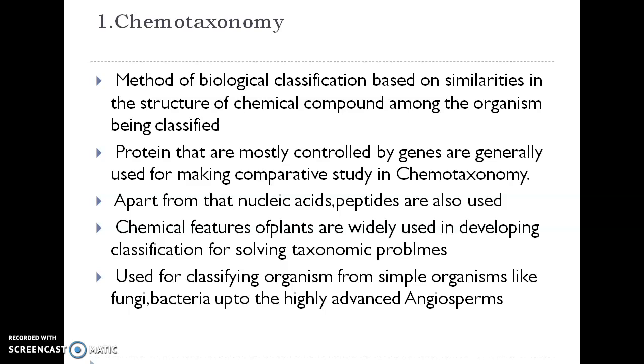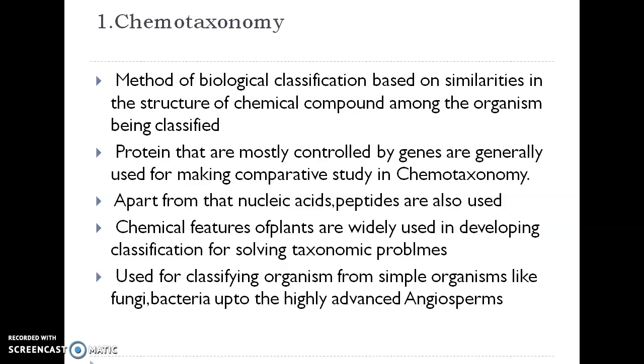This is a method of classifying organisms on the basis of the similarities in the structure of chemical compounds which are present in the organisms being classified. That means here we are classifying organisms on the basis of certain kinds of chemical substances present in the body. Proteins, we know that the proteins are generally controlled by genes, right? By means of transcription as well as translation, the DNA gets transcribed into messenger RNA, and from the messenger RNA it gets translated into proteins. So these proteins, mostly controlled by the genes, are generally used for these kinds of comparative studies in chemotaxonomy. Apart from proteins, we also utilize nucleic acids and peptides for this classification.